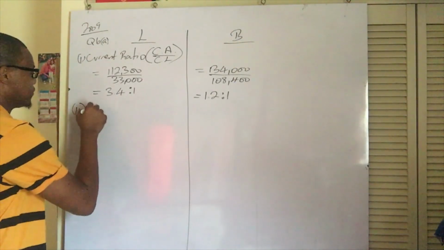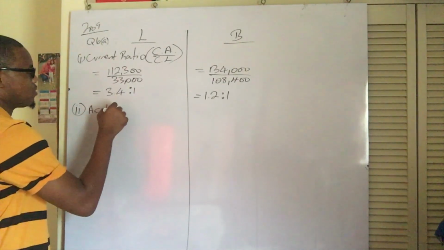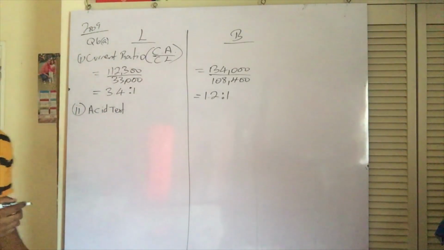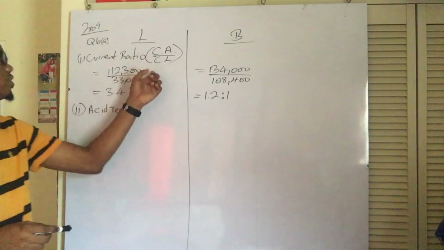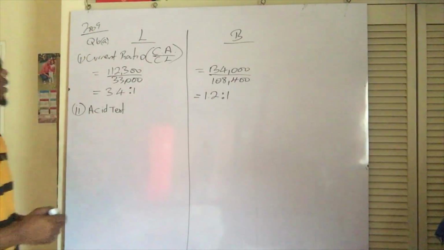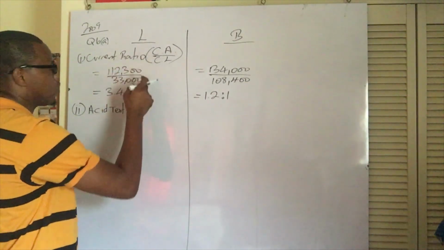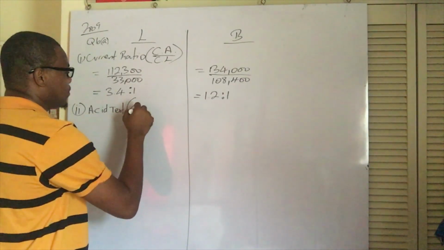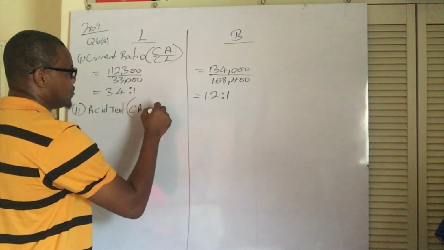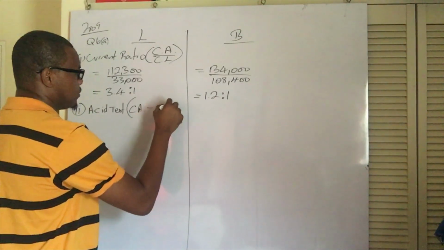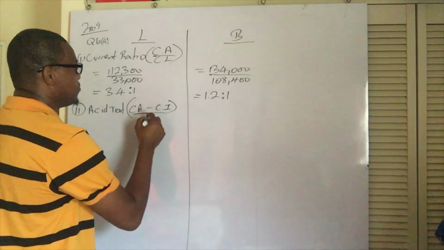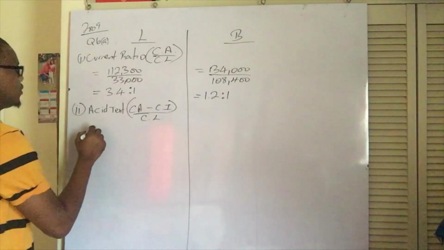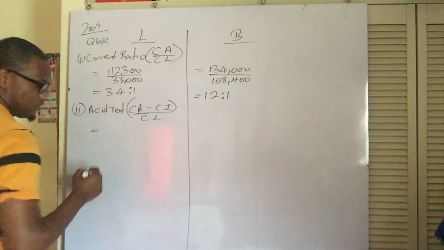The acid test ratio is also called the quick test ratio. The reason why it is called the quick test ratio is because it's a quicker calculation than the current ratio. Why is it quicker? Because you're not going to use all of the current assets, you're only going to use some. So for the acid test ratio, the formula is current assets minus closing inventory, divided by current liabilities. So you're going to take out the closing inventory.